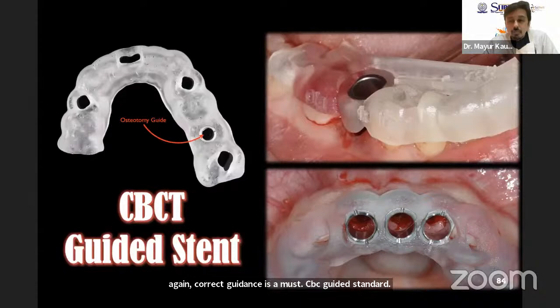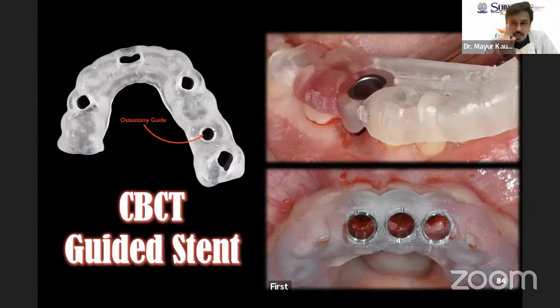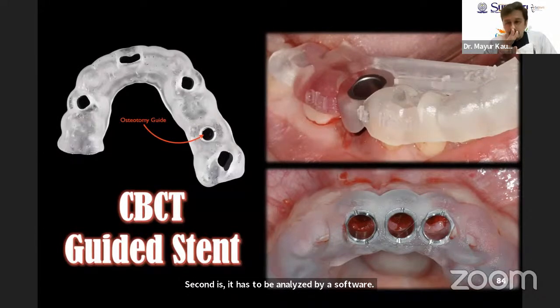Whenever we have more steps involved, more steps means the image has to be captured first radiographically by CBCT. First step, any problem in the capturing part might be there. Second, it has to be analyzed by software. Chances of software glitches, all of you are aware of software glitches. The third is a stent has to be fabricated by a lab. Shrinkage, etc. might be there. So there are ample chances of error here.